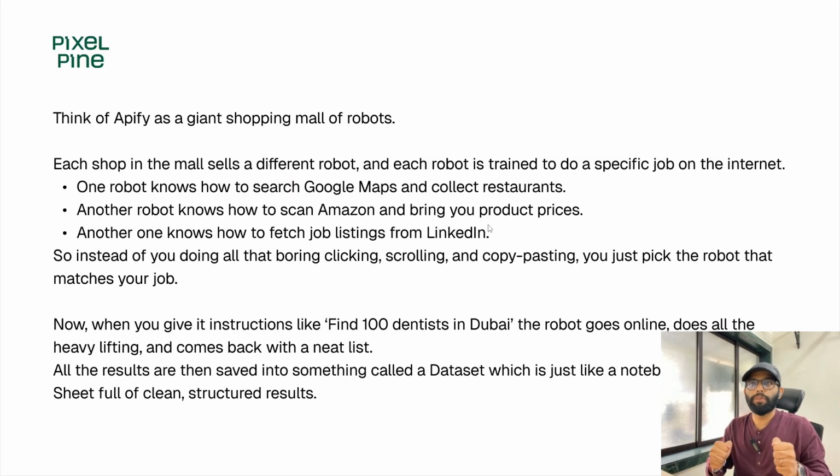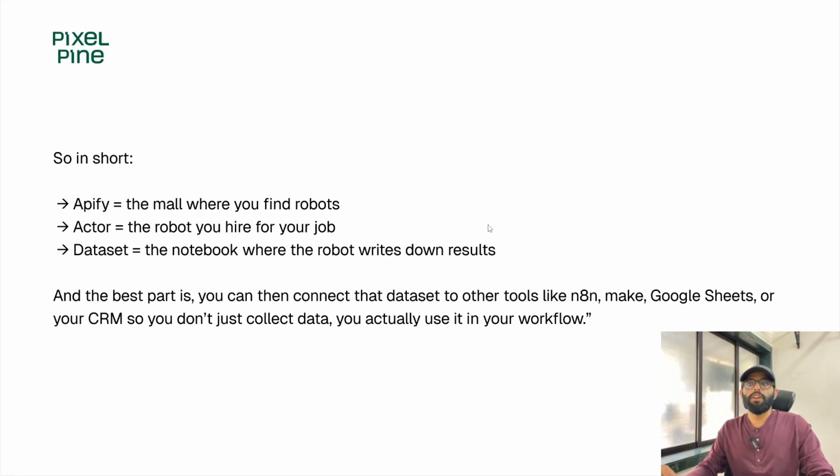You can think of Apify as a giant shopping mall of robots. Each shop in the mall has a different robot, and each robot is trained to do a specific job on the internet. One robot knows how to search Google Maps and collect the data, maybe restaurants, maybe dentists. Another robot shows how you can scan Amazon and get you the product prices. Another one can fetch all the job posts on LinkedIn. So instead of you doing all the heavy lifting, clicking, scrolling, the robot does everything for you. So in short, Apify is the mall where you find the robots, Actor is the robot you hire for your job, and Dataset is the notebook where the robot writes down the results.